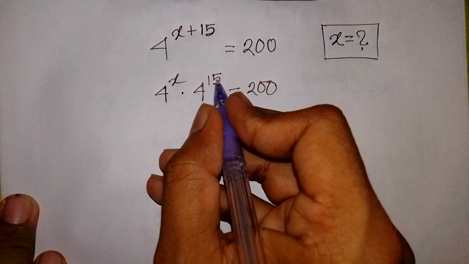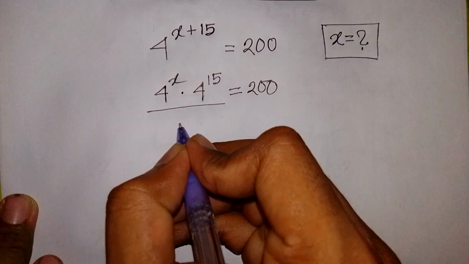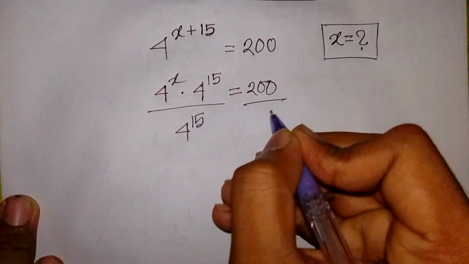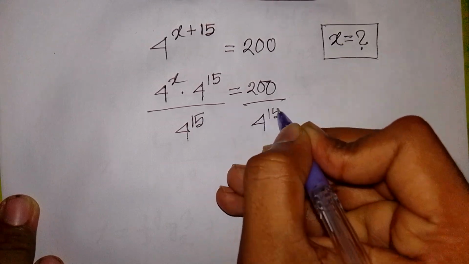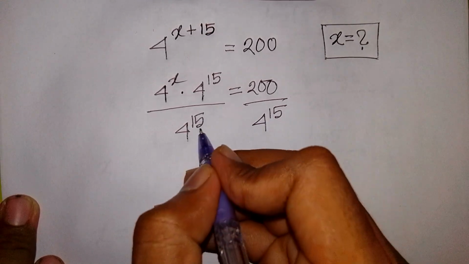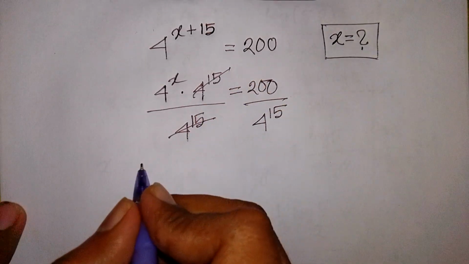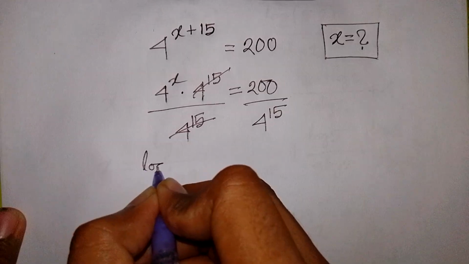Now we divide by 4 power 15 on both sides. We see this 4 power 15 will be cancelled. Now we take log on both sides.